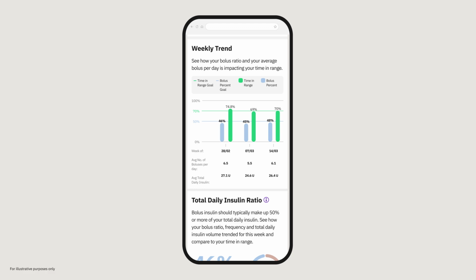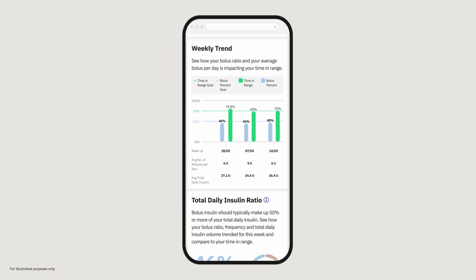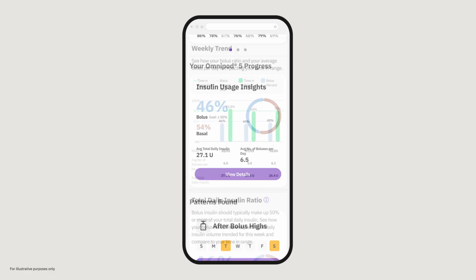Bolus insulin is the insulin you take to cover meals or bring down high glucose levels, so understanding how often and how much you're dosing can give you clues about your glucose patterns. By looking at this trend, you can start to see how your dosing habits affect your glucose results. For example, if your time in range is improving, it might mean your bolus timing or amounts are working well. If your time in range is decreasing, it could be a sign to talk with your healthcare provider about whether your doses could be changed or timed differently. It can help you have conversations with your healthcare provider and make small changes that lead to better outcomes and keep doing what's working well.